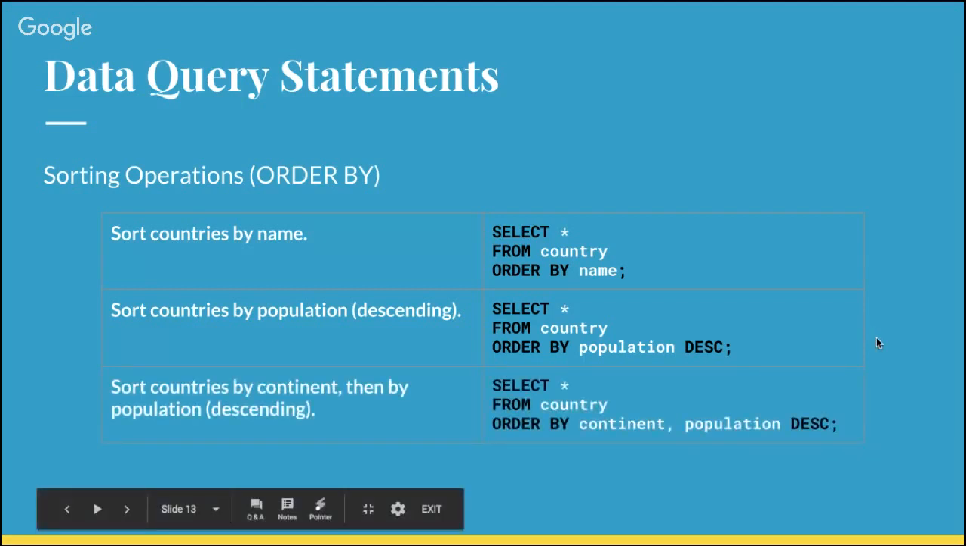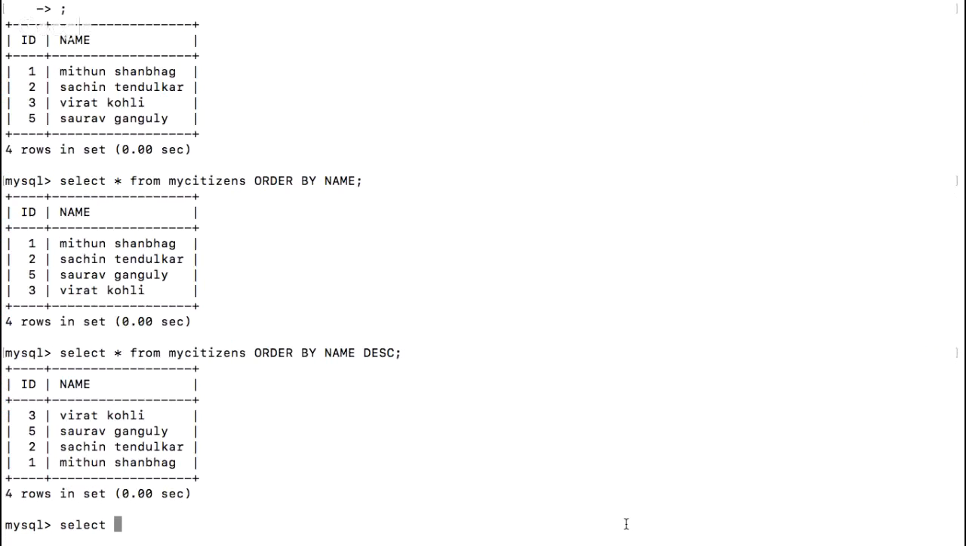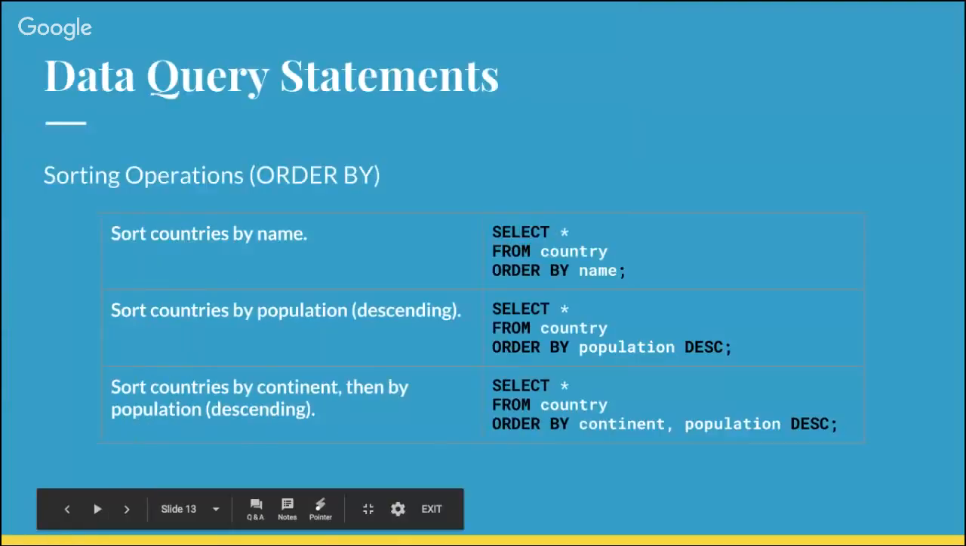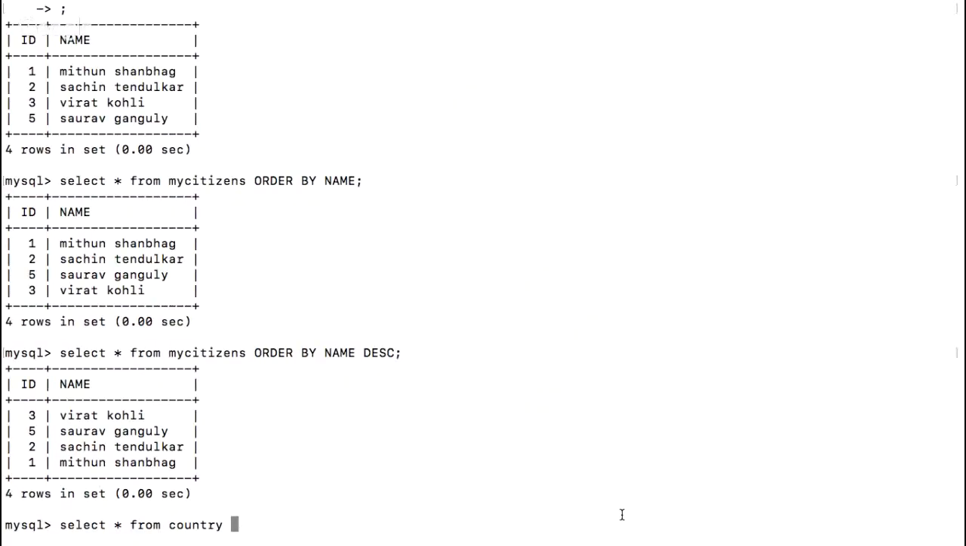Okay, sort countries by continent and then by population. So select star from country, sort by continent and then by population. You can define the sort order: you can sort on column A, then on column B, then on column C. So let's say order by continent, which is a column, and then you want to order by population. But if you do this, it defaults to ascending order.